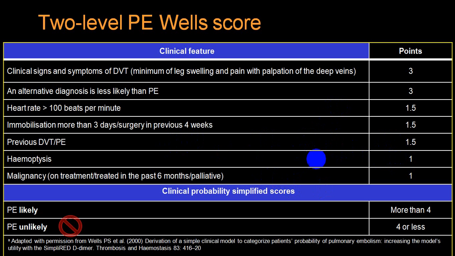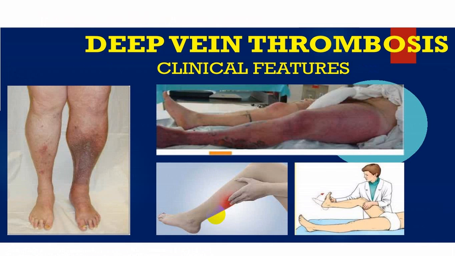And when you add up all those, if it is more than 4, then it is more in favor of pulmonary embolism, and if it is less than 4, it is less likely to be pulmonary embolism. Very simple, very easy, and you can easily utilize it because a good number of things are what we call clinical findings. So history and clinical findings will give you a good idea by using the two-level pulmonary embolism score, or we call it the Wells score.